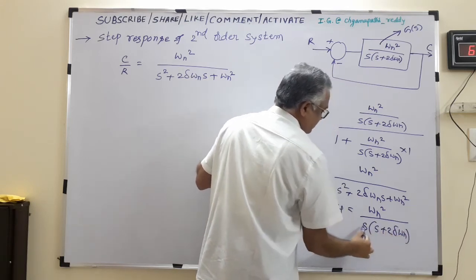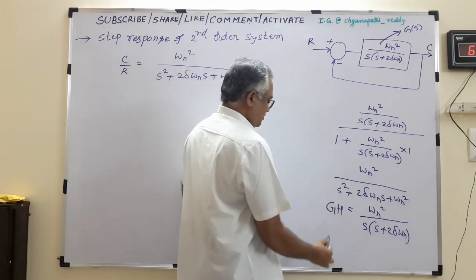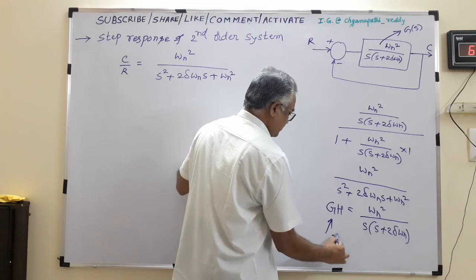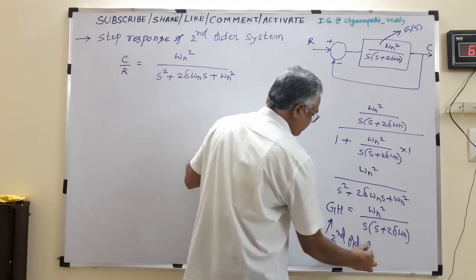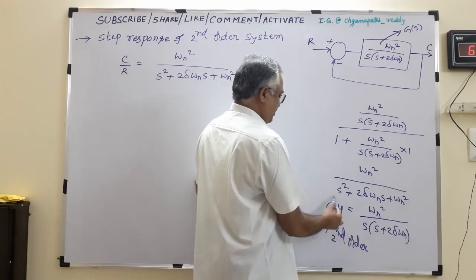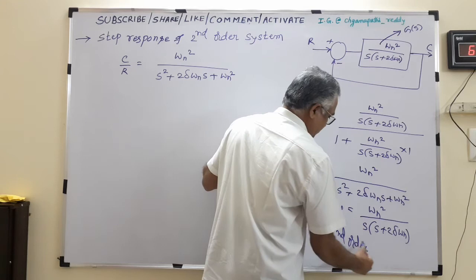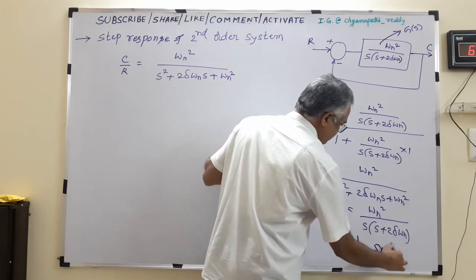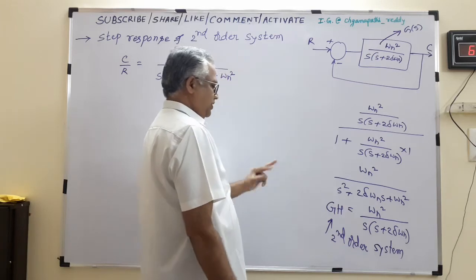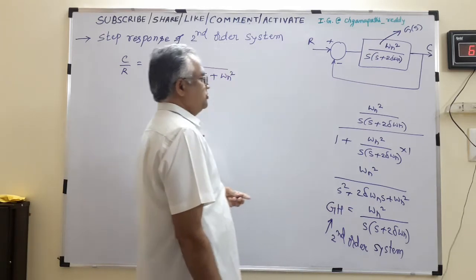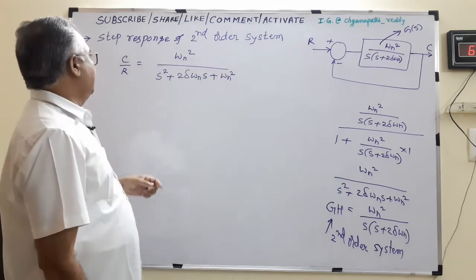So what is the s power? The maximum power of s is the order, no? Therefore, this is a second order system. So order is always defined on the loop gain. Because in the previous class we defined type and order on GH. So that is the second order standard form.